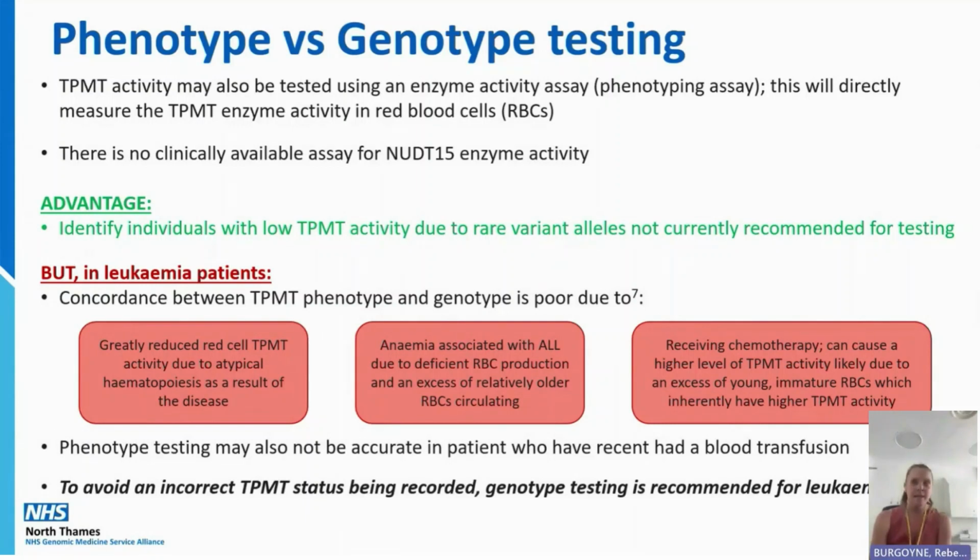And they're usually receiving chemotherapy, so this can cause a higher level of TPMT activity, and this is likely due to the opposite of having an excess of young, immature red blood cells, which will inherently have a higher TPMT activity. So for either one of these reasons individually or a combination of these reasons, the concordance in these patients is poor. Phenotype testing may also not be accurate in a patient who has had a recent blood transfusion, which leukemia patients sometimes will have.